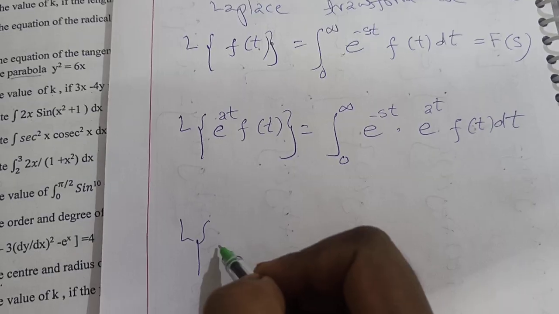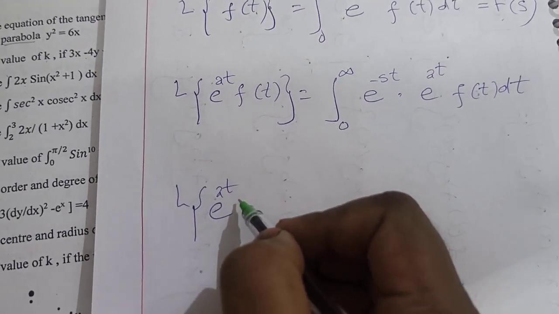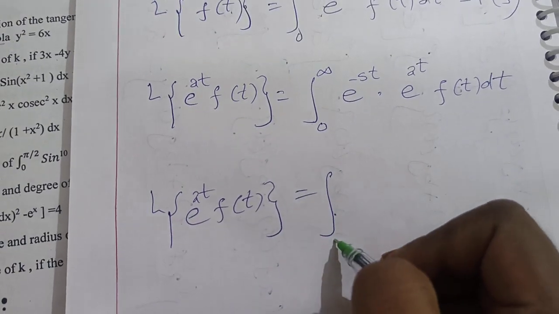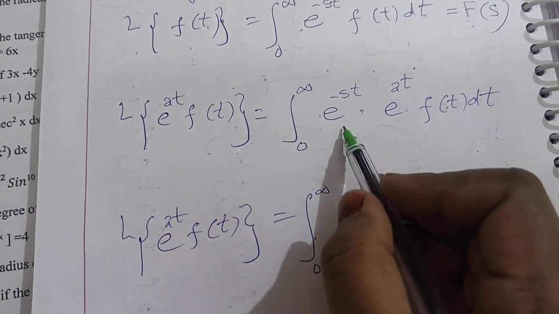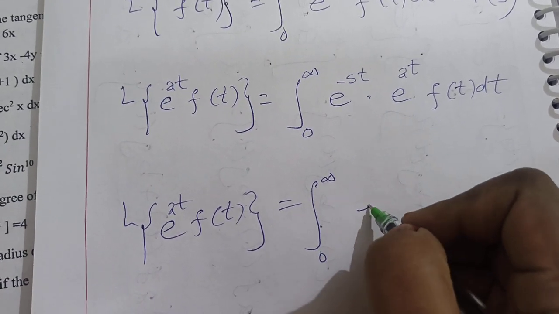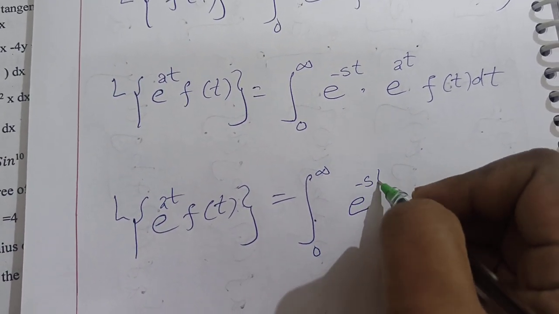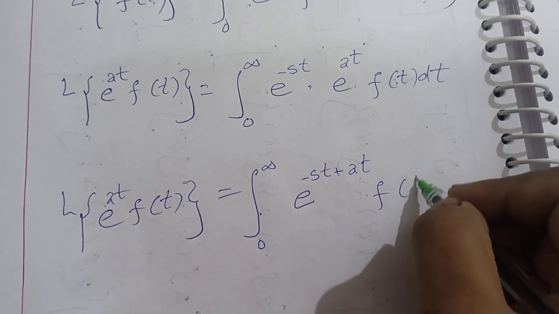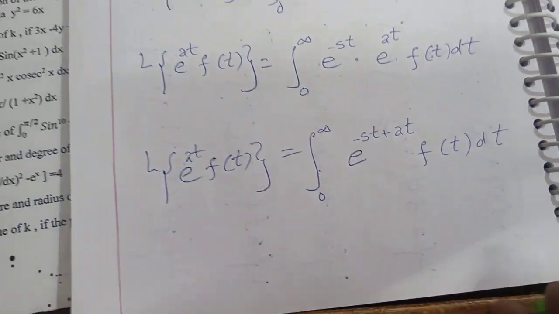So L of e to the power of at into f of t is equal to integral 0 to infinity. Here bases are same, so we can add their powers. So it becomes e to the power of minus st plus at into f of t dt.